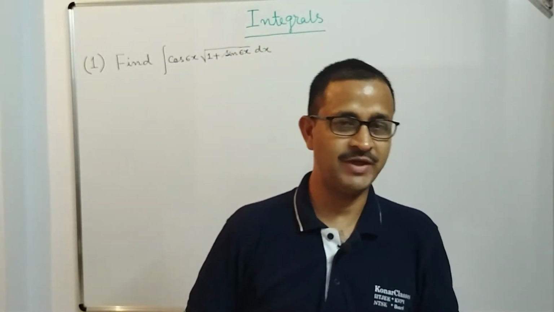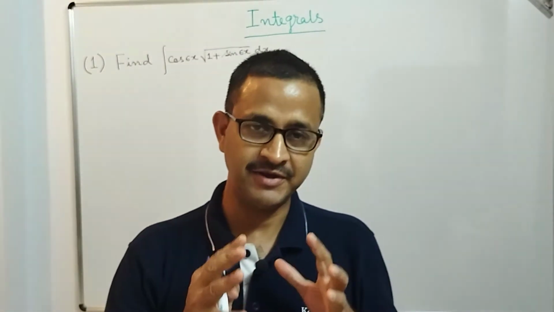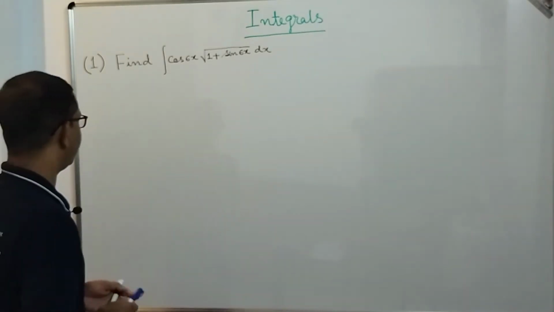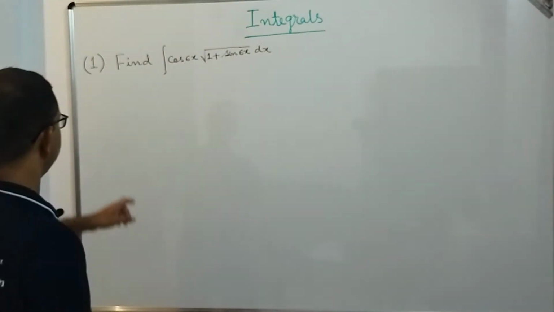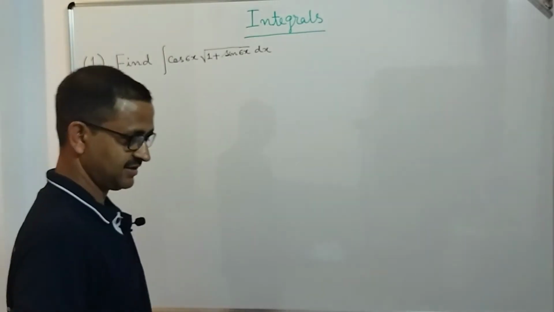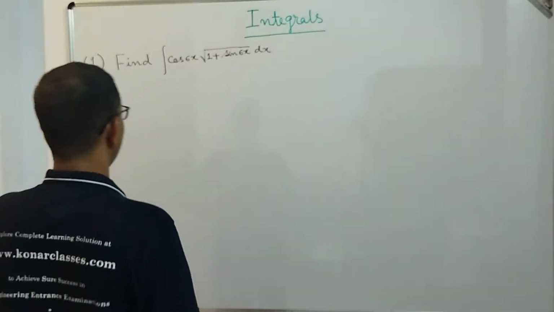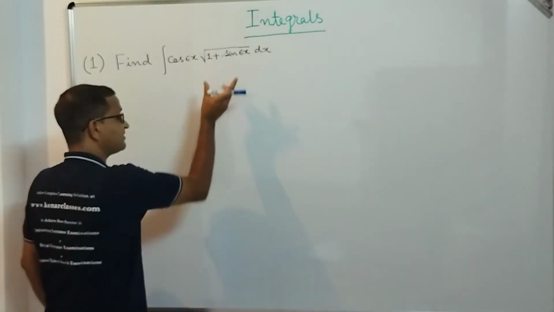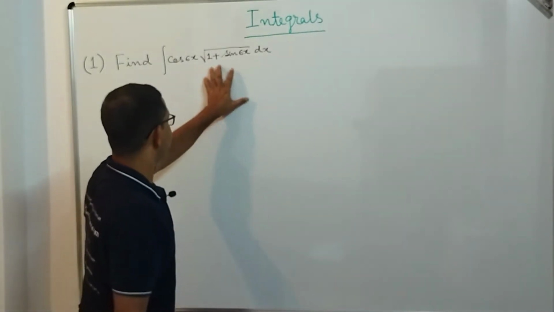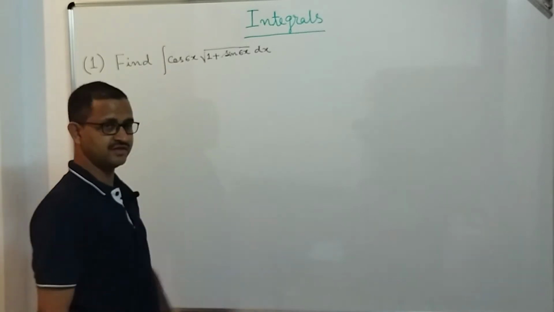In this session we are going to discuss a few questions on indefinite integration. The first one is: find the value of the integration of cos 6x into square root of 1 plus sin 6x dx. What we need to do is make a substitution, 1 plus sin 6x equal to t. Why? Because the differentiation of 1 plus sin 6x will give us cos 6x.